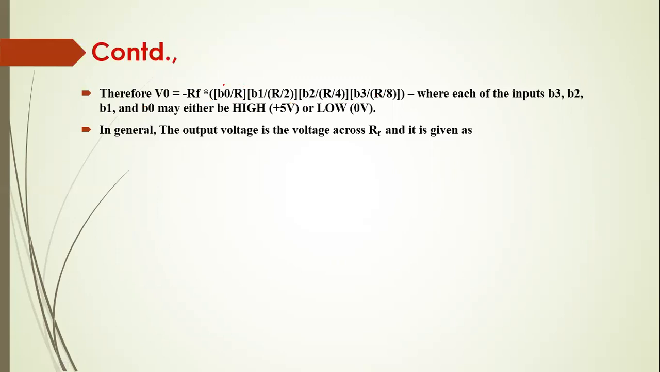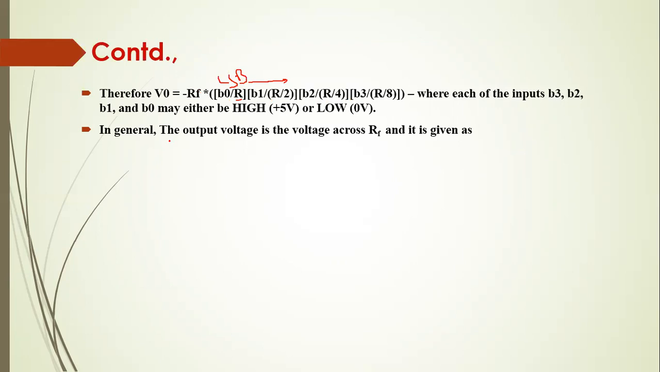For each combination, since it is nothing but the LSB, you will be having the maximum resistance. So V0 divided by R. For the next combination, you will be having V1 divided by R by 2. Next, you will be having V2 by R by 4. Next, V3 by R by 8. So as the position increases, resistance values will decrease.